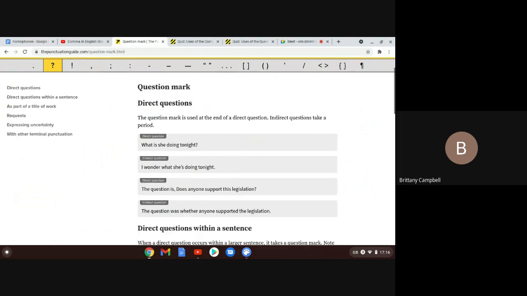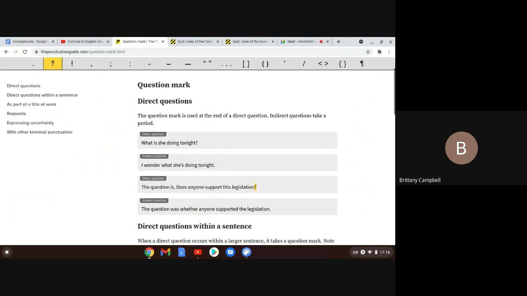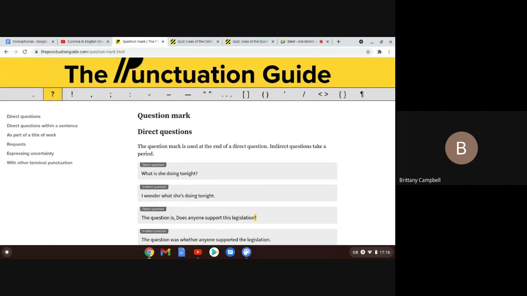Let us look at another one, being direct. The question is, does anyone support this legislation? And we have the punctuation mark, which would be the question sign at the end. So if you realize again that the question mark usually falls at the end, pay attention there, the end of a direct question.